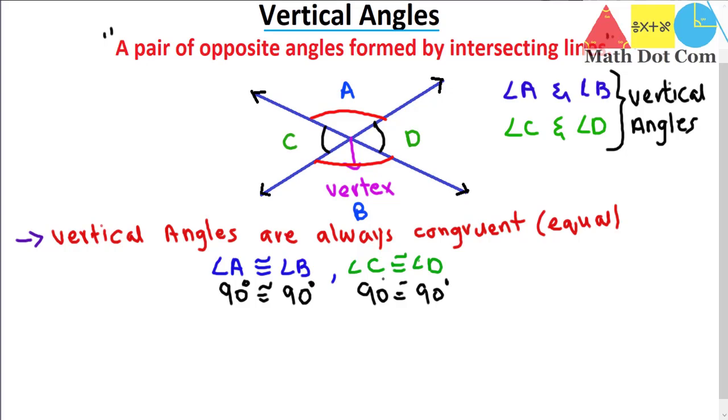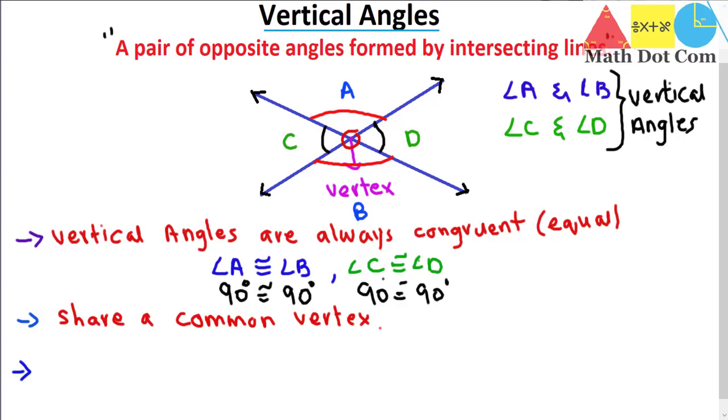Another important thing about the vertical angles is they share a common vertex. I have already told you about the vertex in the diagram. So it is clear that they are sharing the common vertex, this point. This is the vertex. Another important thing is that most of us get confused, and most of the people say that the vertical angles are formed when the two lines are perpendicular to each other.